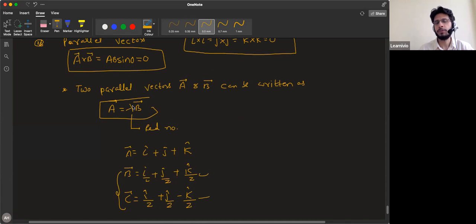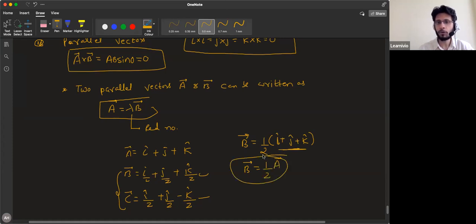Check this property. So this is vector B. You can write this vector B by taking half common: half times I cap plus J cap plus K cap. And what is I cap plus J cap plus K cap? It is vector A. So vector B is half times vector A, which means A is parallel to B. So this is a shortcut method to check whether the given vectors are parallel or not.